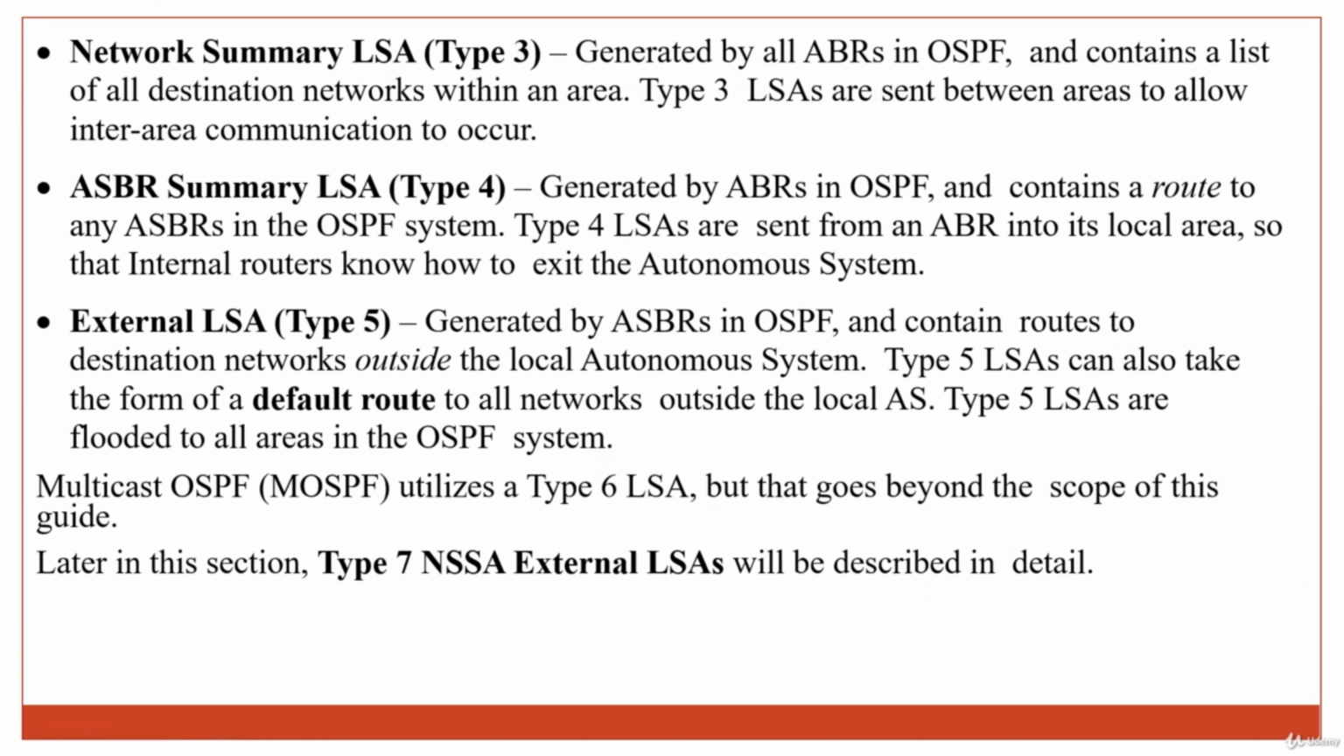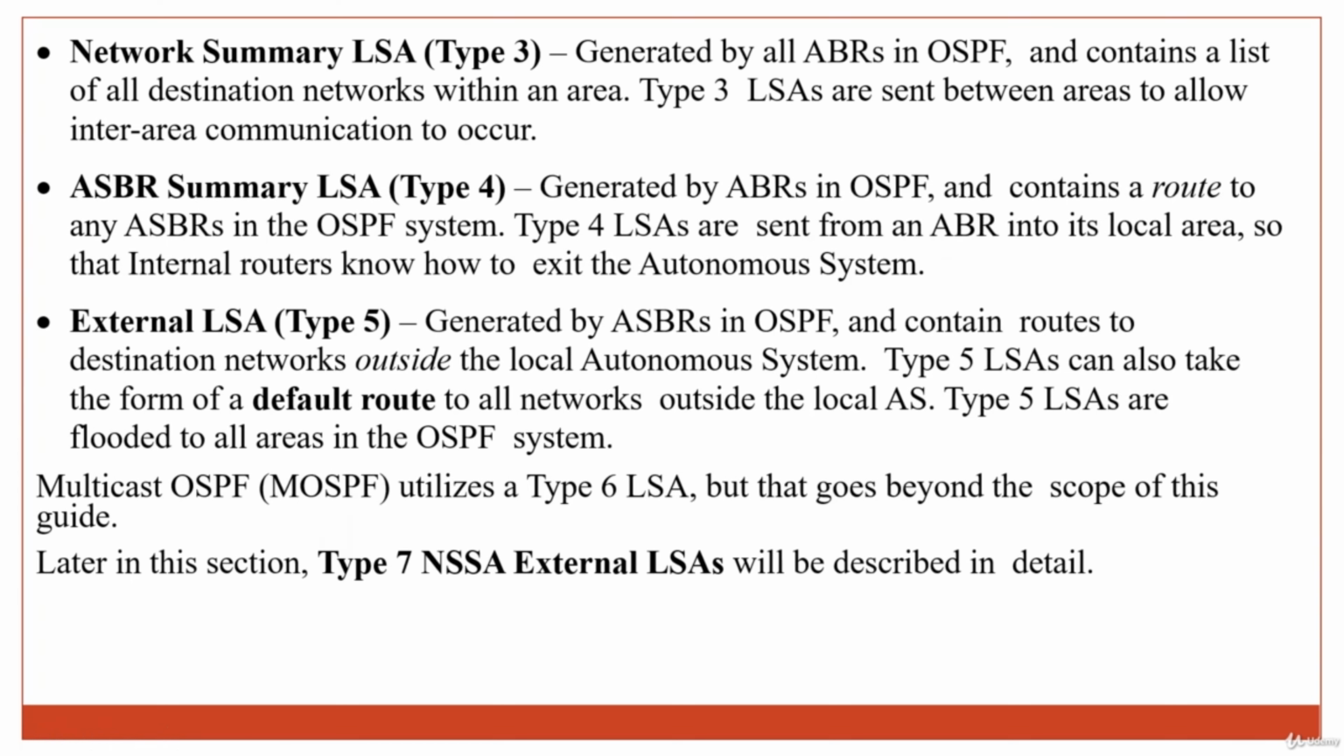Then we have ASBR summary. Now the next question here is, suppose from OSPF inter-area, you have to reach to non-OSPF domain. So for that reason, we have autonomous system border router summary LSA, means somehow you need to reach, or somehow you have a route to reach to the non-OSPF protocol. Then we have external LSA type 5.